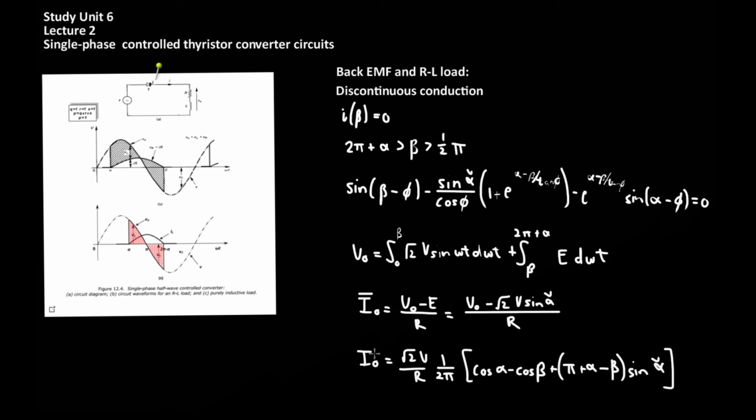This can be expanded to write the output current as root 2 multiplied by V divided by R divided by 2 pi multiplied by cos alpha minus cos beta plus pi plus alpha minus beta times sine of alpha hat. Mathematics aside, it's important to take note that depending on the conduction and extinction angles and the type of inductance used, there will be continuous or discontinuous conduction in the converter circuit.